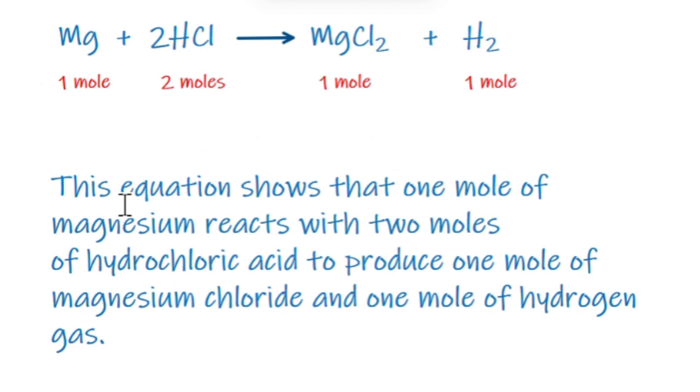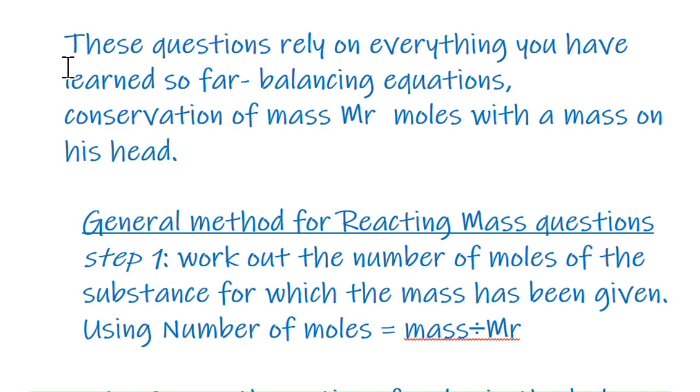A typical question will be, if you use 10 grams of magnesium, how many grams of hydrogen do you get, or how many grams of magnesium chloride will be made? And these questions rely on everything that you've learnt so far. More often than not, equations are balanced, but you may have to balance an equation, conservation of mass, and the Mr. Moles with a mass on his head triangle.